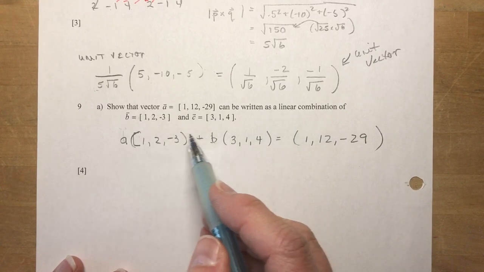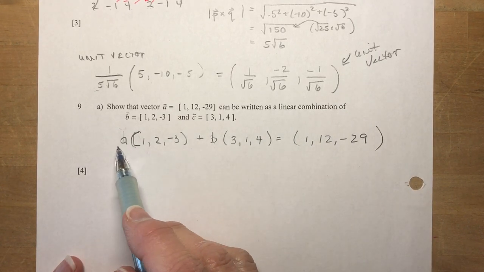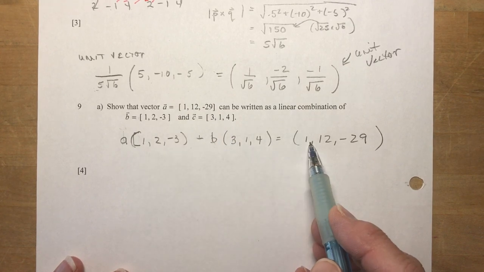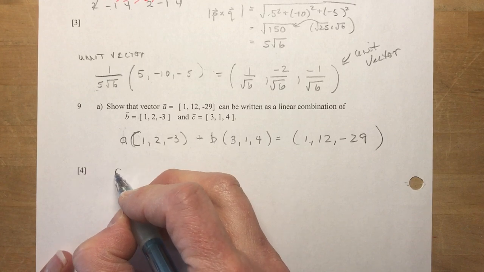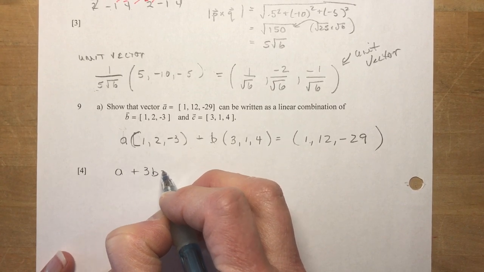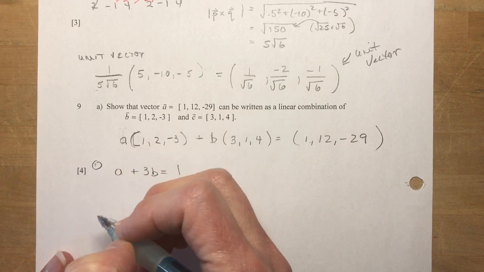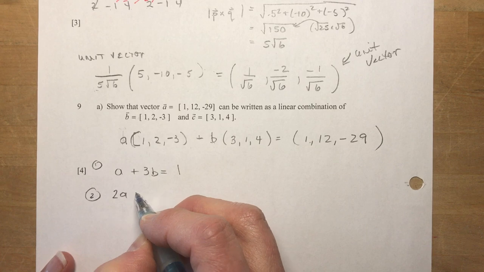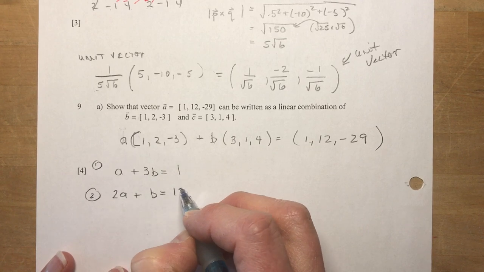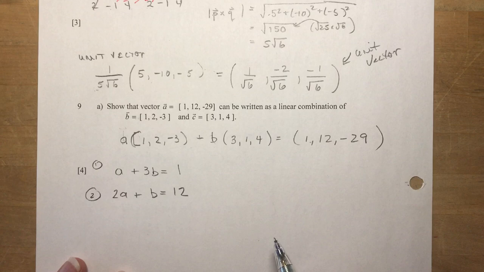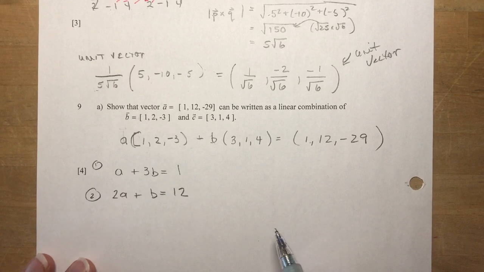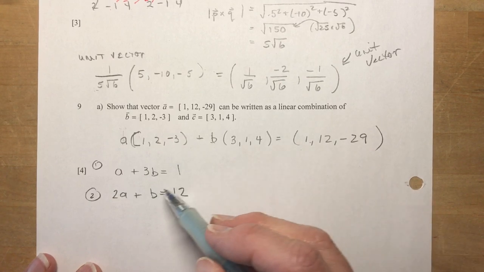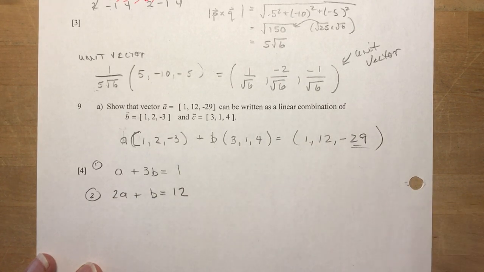So I make three equations now. Something times 1 plus something times 3 has to be equal to 1. Okay, so hopefully you've understood this. So I have A plus 3B is equal to 1. That's my first equation. My second equation is going to be 2A plus B is equal to 12. I'm not going to worry about the third equation for now because that's the one that I'm going to use to check to see if I have found the right multiples to give me this.